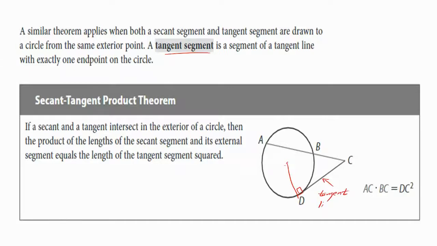Now, do you guys notice how there's a secant line and a tangent line? So here's your secant line, AC, and then you have a tangent line. So once you have a secant and tangent, you should think literally secant tangent product theorem. That basically says AC, which is the whole guy, times BC, which is the external secant, should equal DC squared. All right, so let's go ahead and show you what I mean.